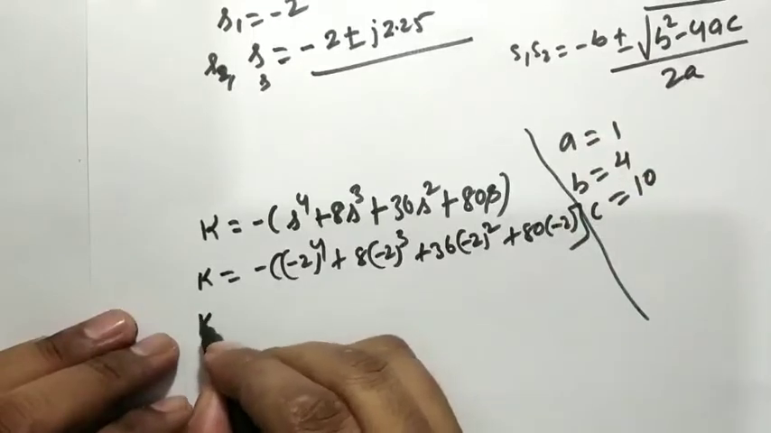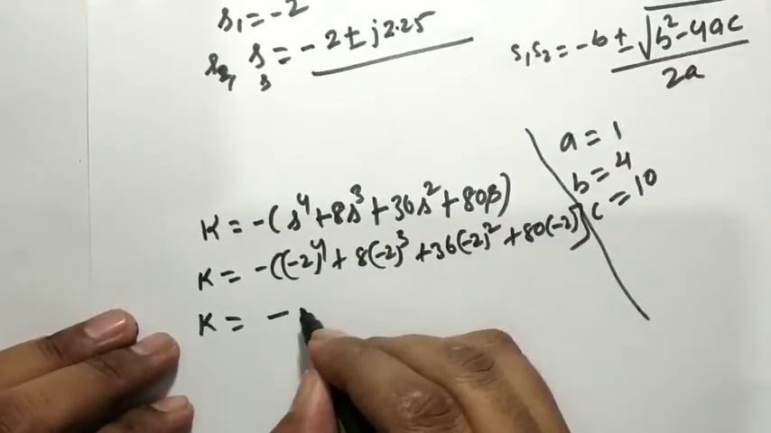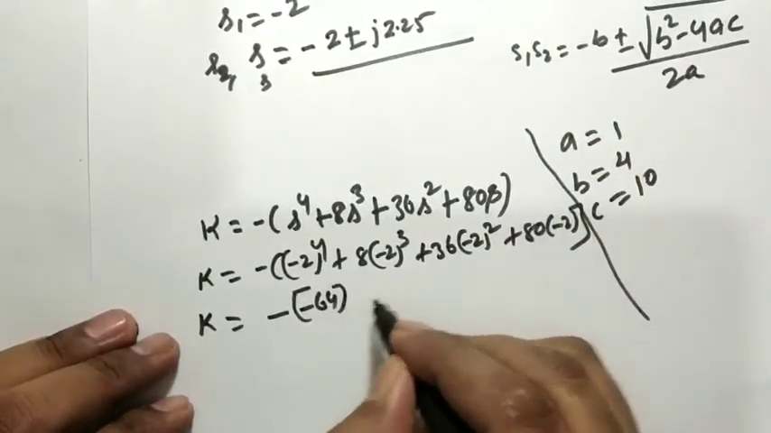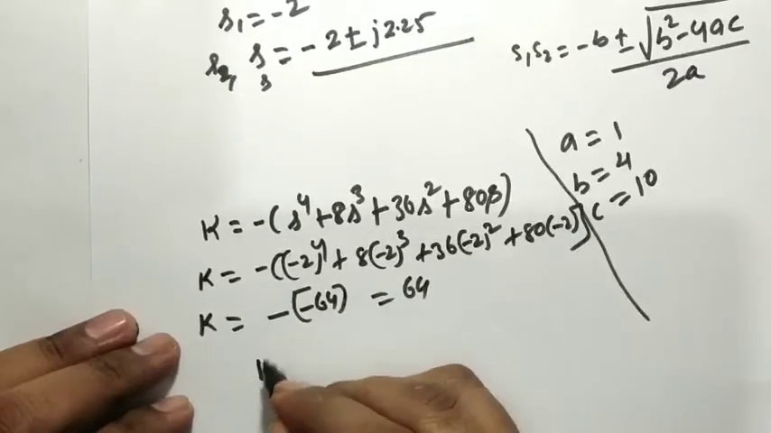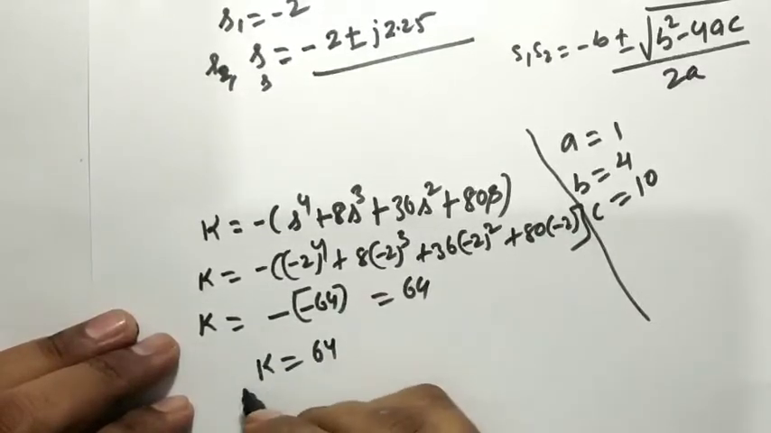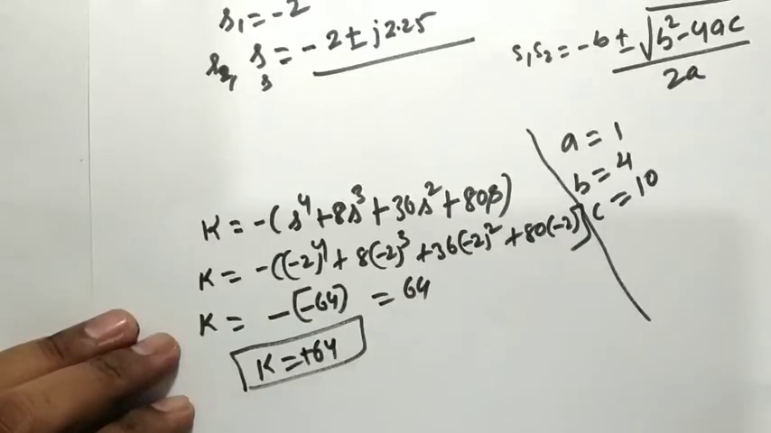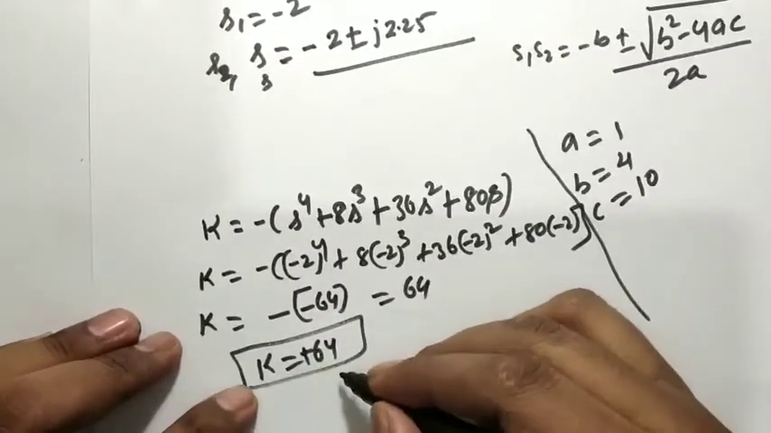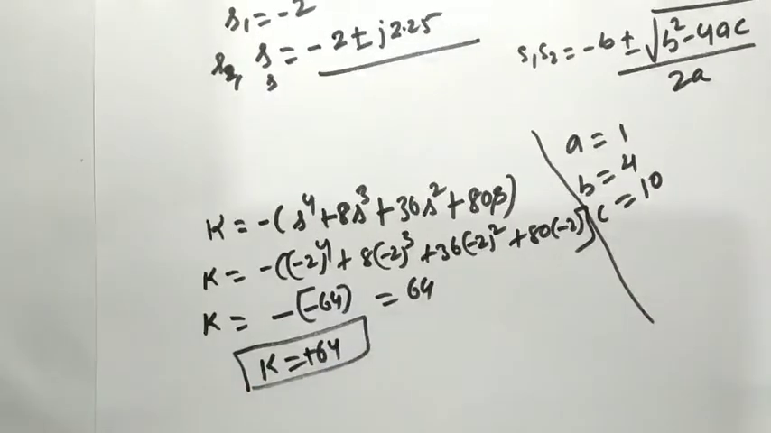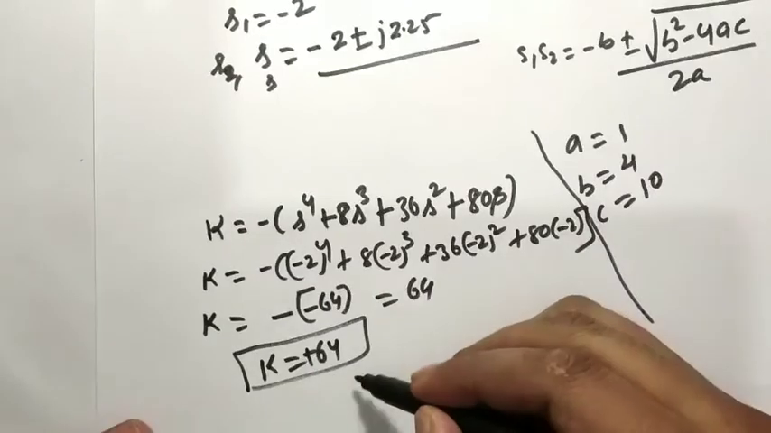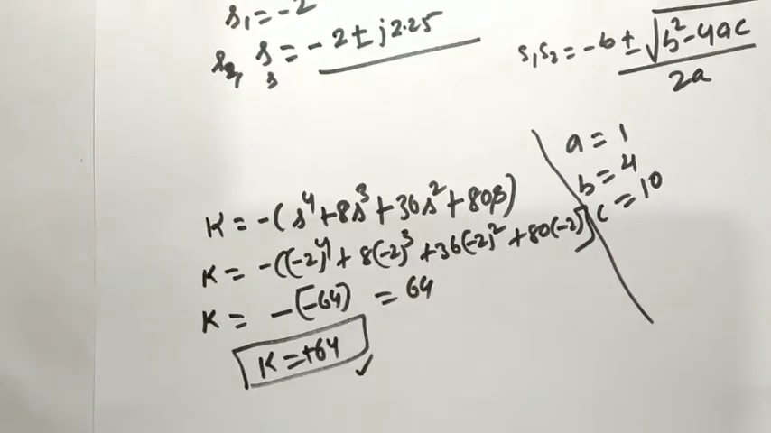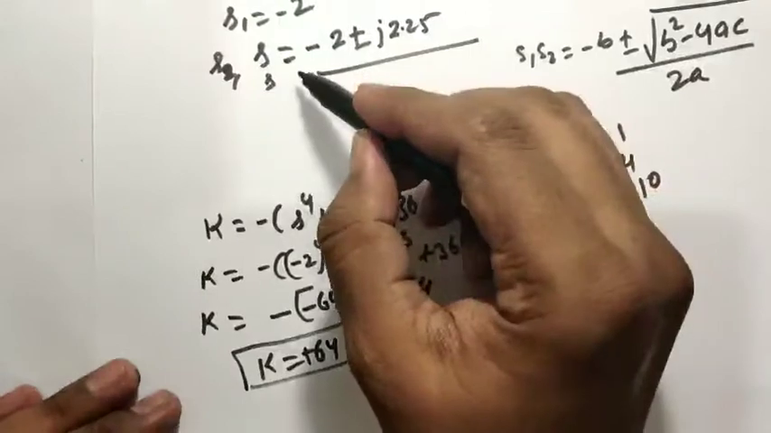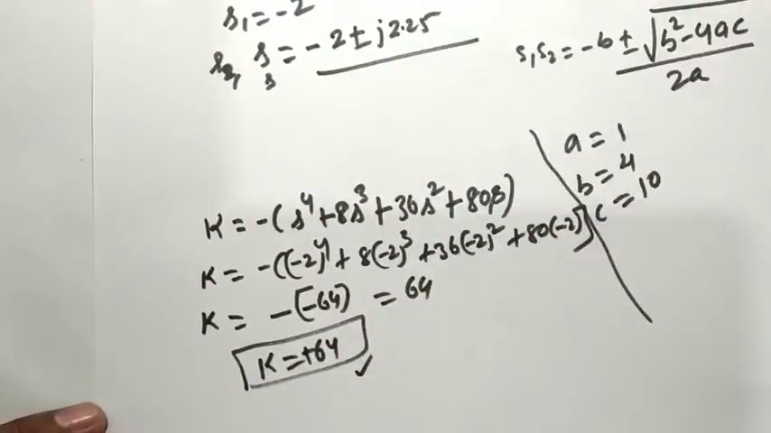So if you substitute, what happened? You will get 64. So k is plus 64. It means that when you get a positive k value, that point becomes a breakaway point, right? So next, now if you substitute s is equal to minus 2 in this equation.